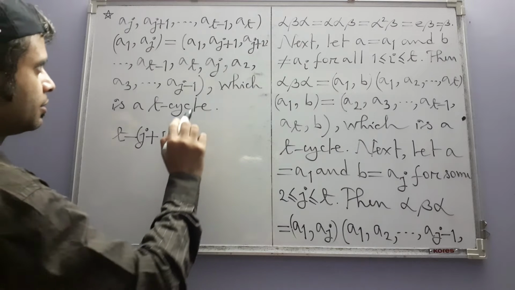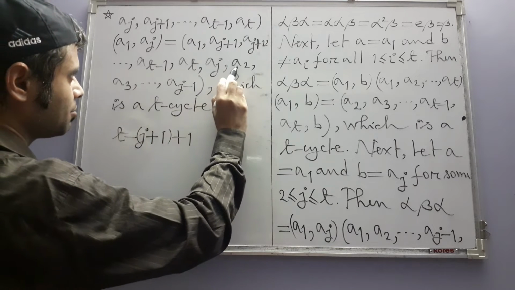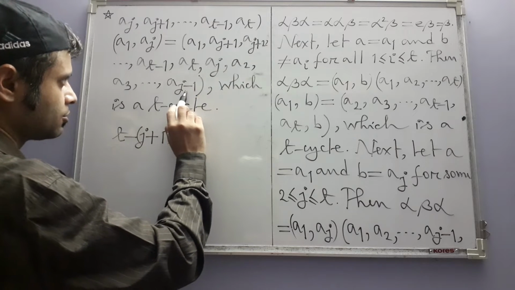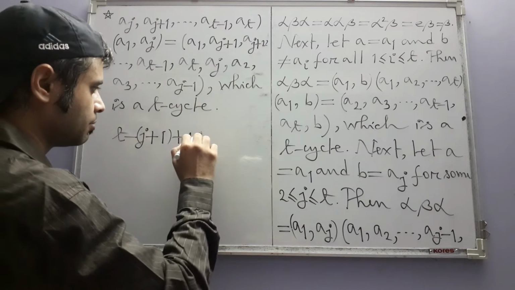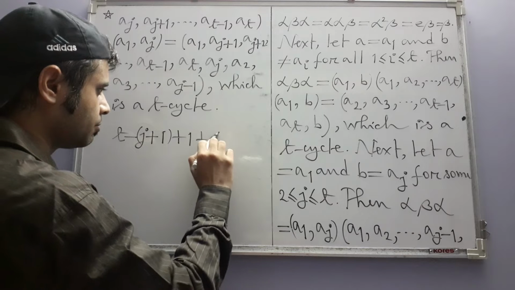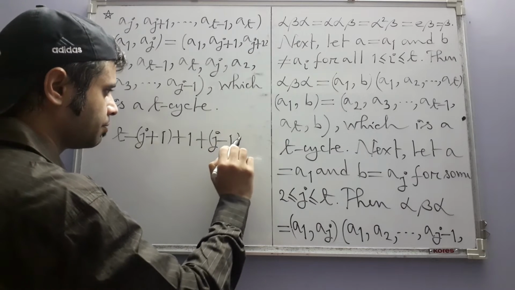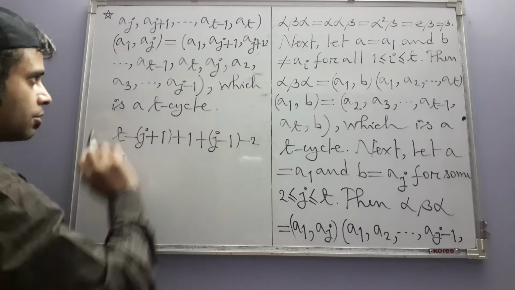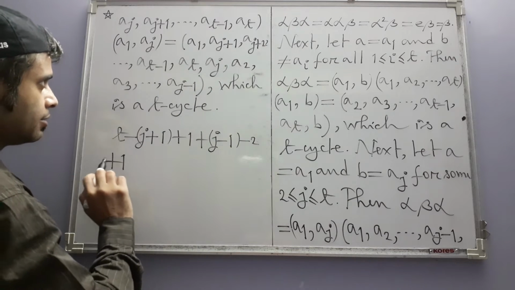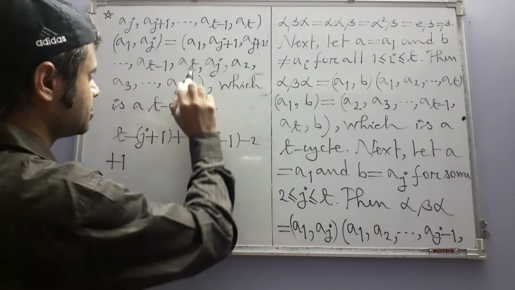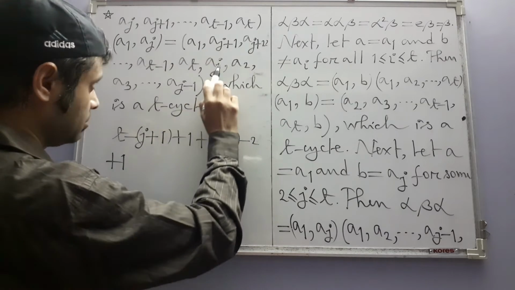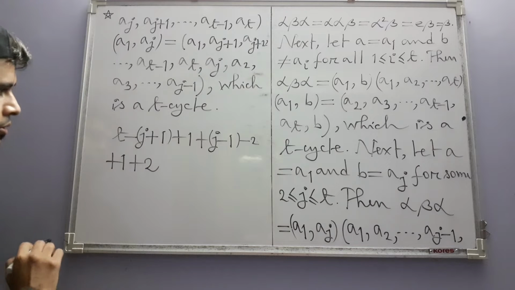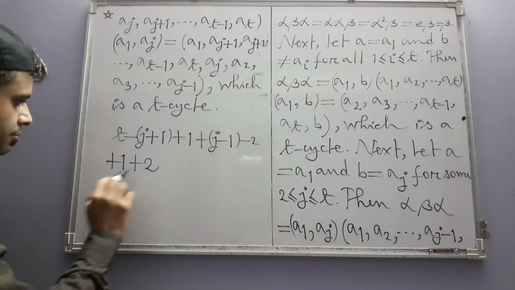Okay, and then how many symbols are there like that from a_2 all the way through a_{j-1}? We have to add that (j-1)-2+1 to include a_2. And what have we missed? We have missed this a_1 and a_j. So that means plus 2. So what are we getting now?